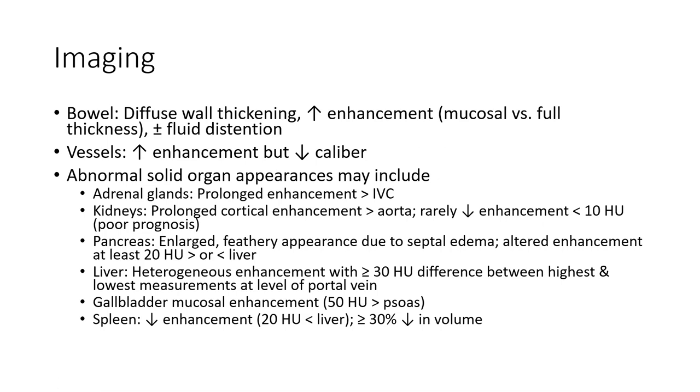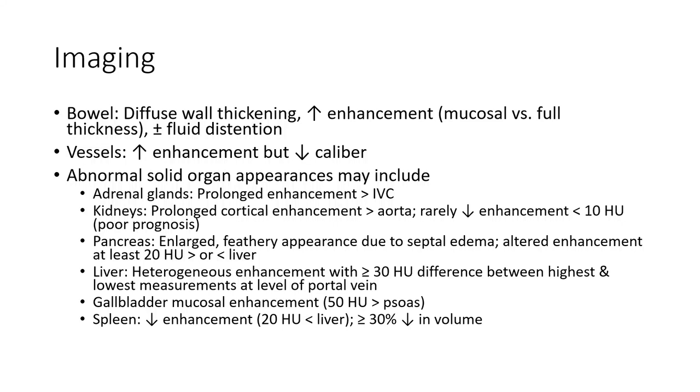In the imaging: diffuse bowel wall thickening, increased enhancement, more so with its full thickness, plus or minus fluid retention; vessels show increased enhancement but decreased caliber. Abnormal solid organ findings may include adrenal gland enhancement more than IVC, kidney prolonged cortical enhancement more than aorta, and rarely decreased enhancement less than 10 Hounsfield units, poor prognosis.